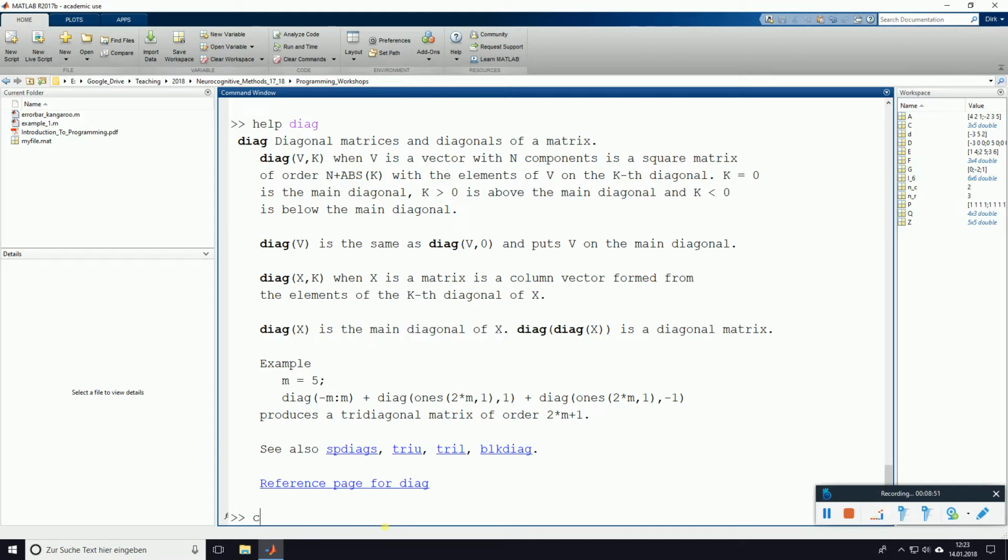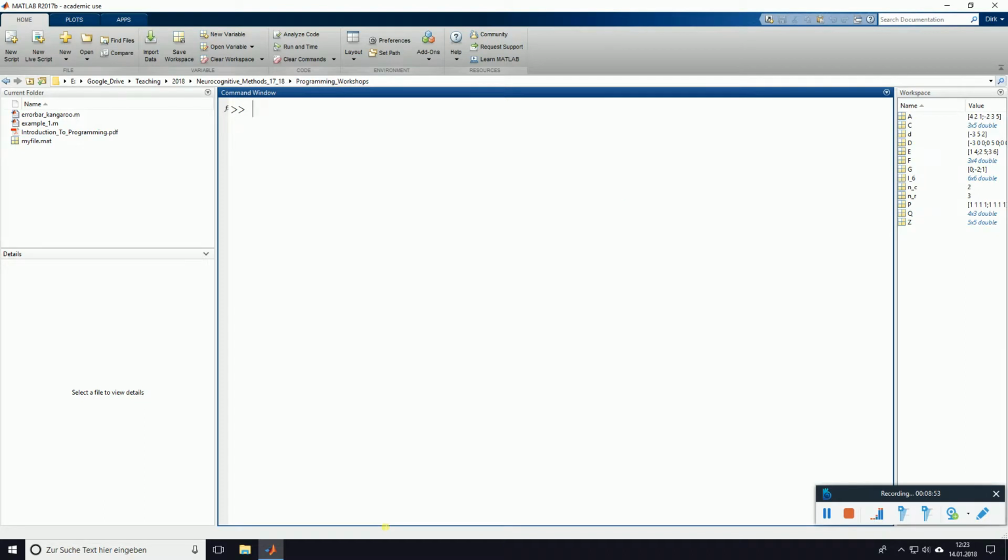As for vectors, fairly important with matrices is to index them and to get to elements of a matrix. So let's assume we have this matrix.